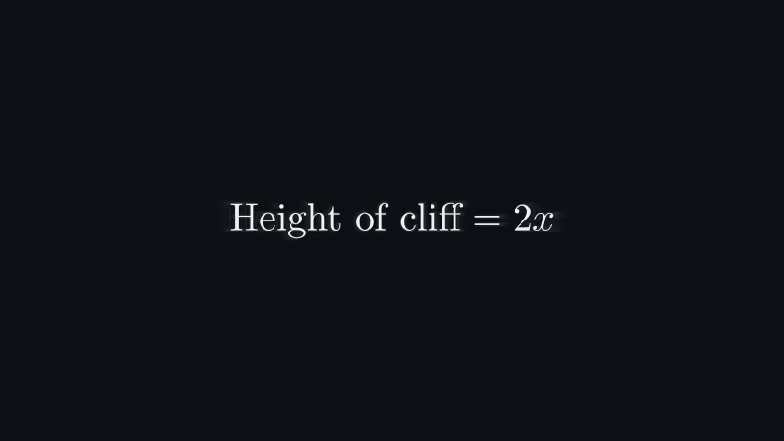M is the midpoint of the cliff. FM equals x. Now remember, the question says the angle of depression is from the midpoint of the cliff. That means x is only half of the full cliff height. So the full height of the cliff is 2x.